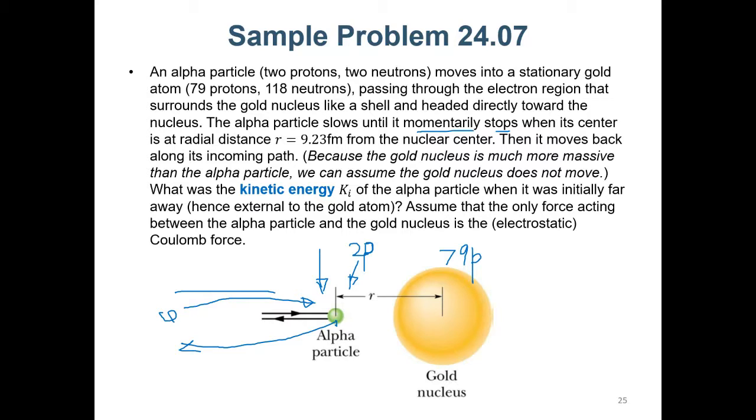It momentarily stops when its center is at the radial distance r equals 9.23 femtometers. A femtometer is 10 to the minus 15 meter. Then it moves back along its incoming path. What was the kinetic energy Ki when it was initially far away, hence external to the gold atom? Assume that the only force acting between the alpha particle and gold nucleus is the Coulomb force.